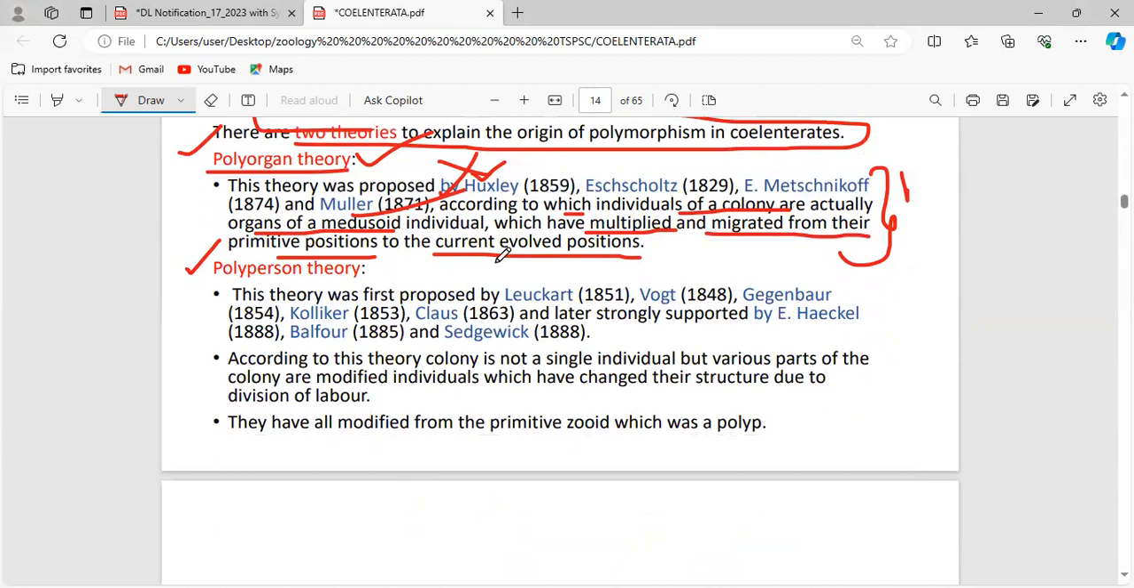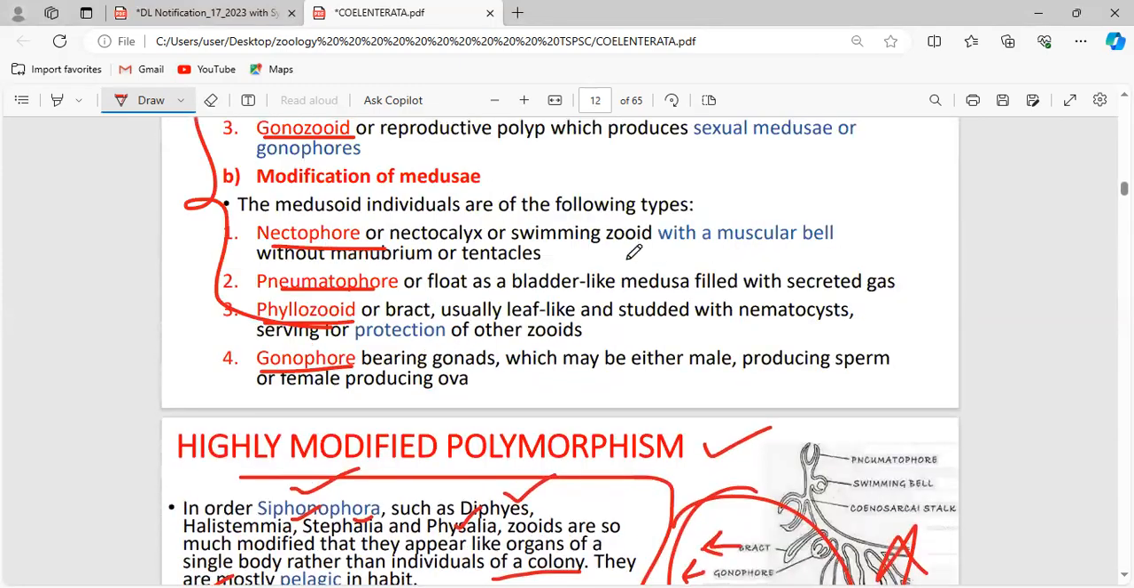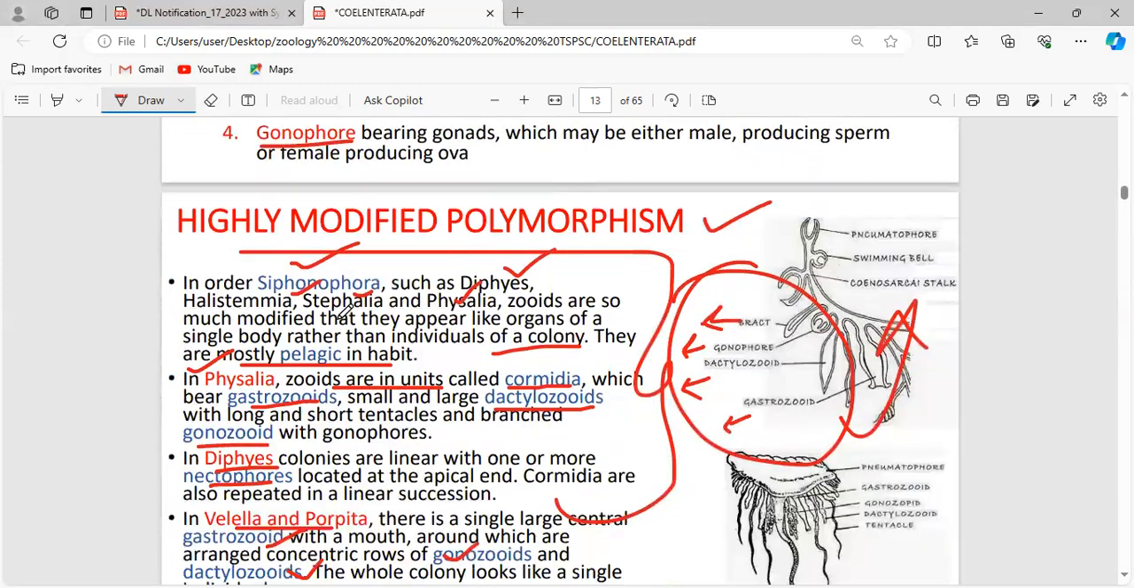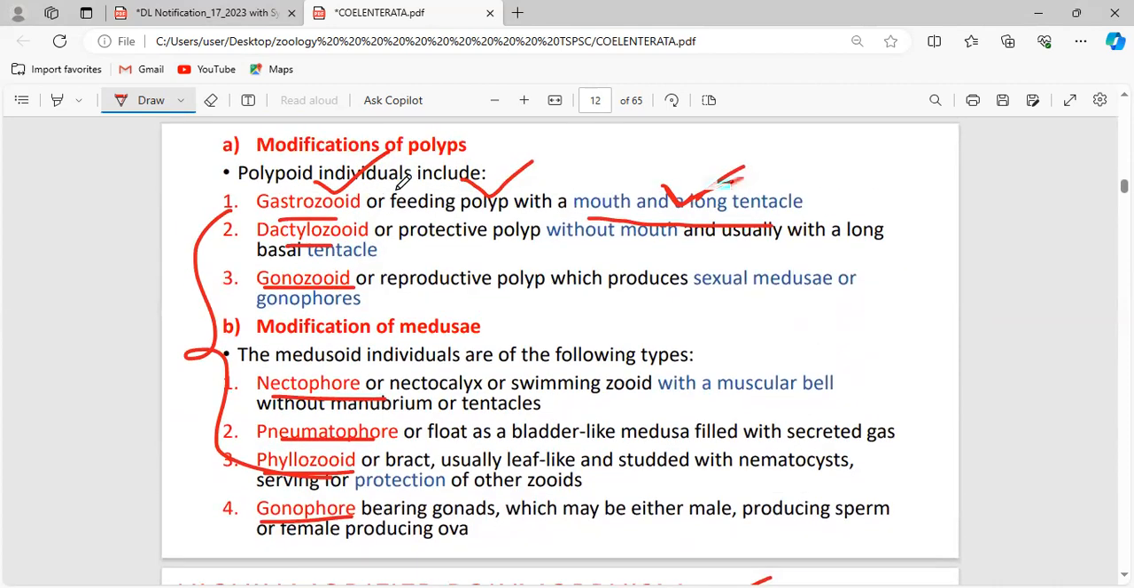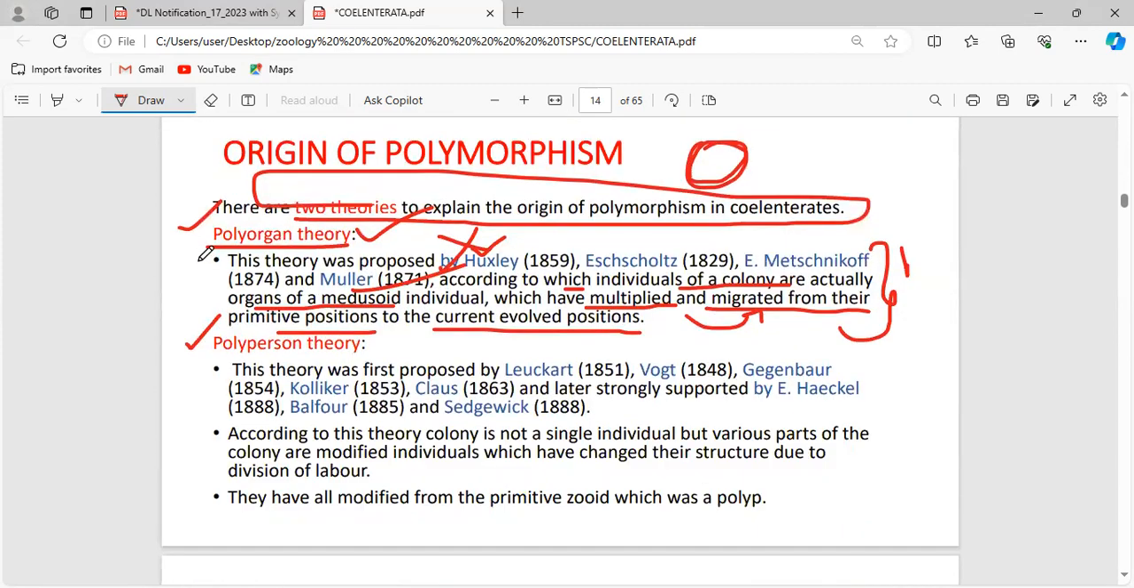Clear? Now medusa possesses different structures to swim. Like nematophore, nectophore, it is free swimming. It migrates from one place to another. So from the initial colony they develop their own colony. See, all the different organs comprise these individual structures: gastrozooid, dactylozooid, gonozooid, nectophore. All these are the organs of the medusa. Like that, they have explained the polyorgan theory.